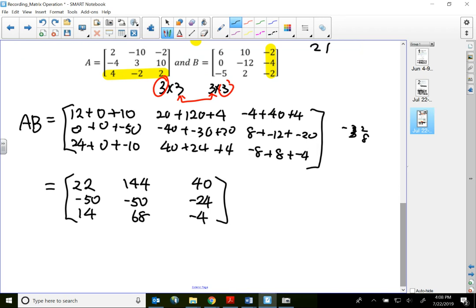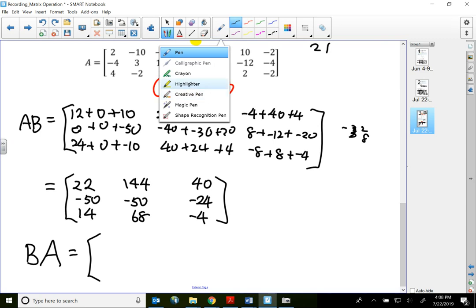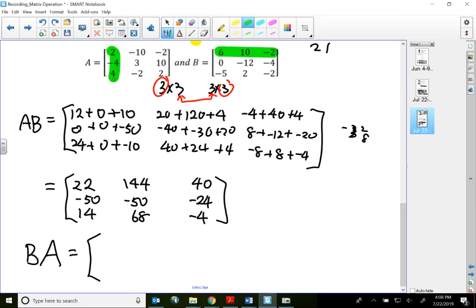Now I'm going to just do B times A real quick, okay? B times A, you got to be careful now. B times A means take first row of B times first column. Okay, so that's why there's no commutative property, because I'm going to do different numbers now. So first row of B times first column of A: 6 times 2 is 12, plus 10 times negative 4 is negative 40, plus negative 2 times that is negative 8.